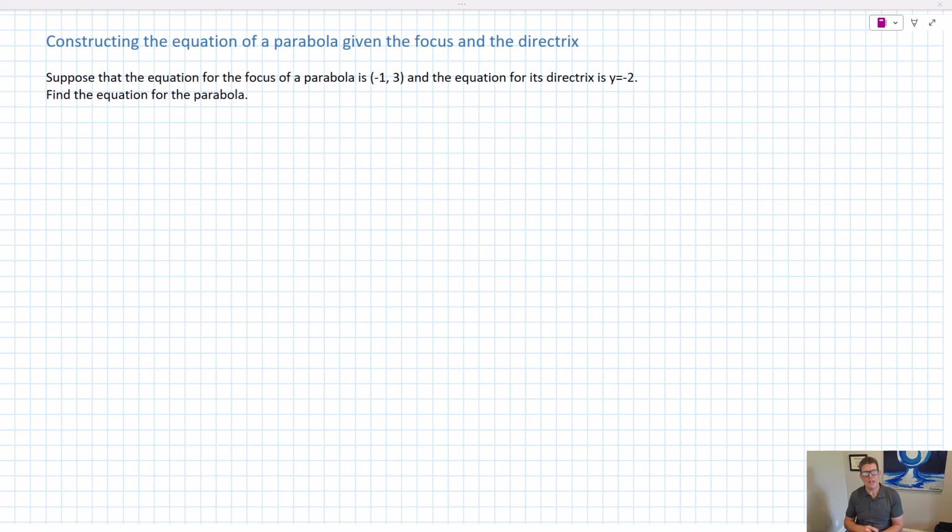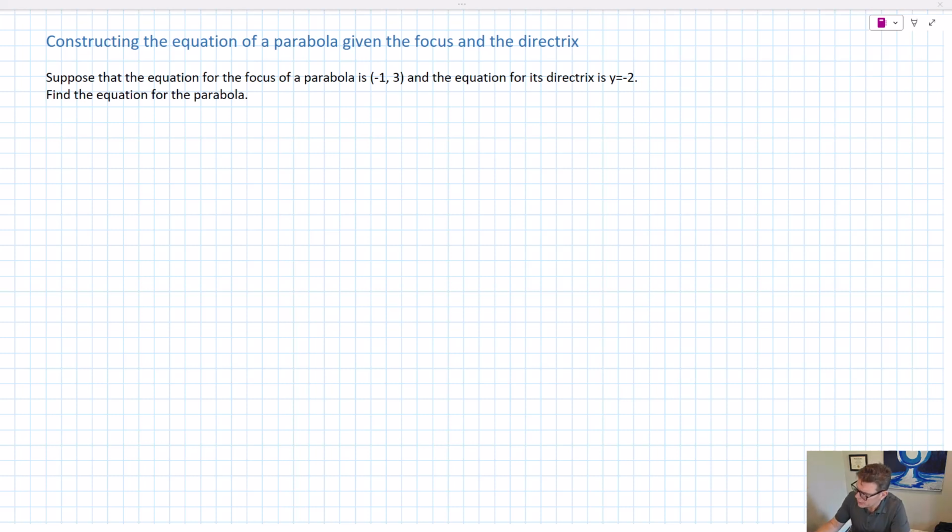Now let's construct the equation of a parabola given a focus and directrix. The process is actually quite simple now that we have some general equations for the parabola. We have some basic understanding of how they're graphed, and the relationship between the focus, the directrix, and the shape of the parabola and the vertex. So let's suppose that the focus of a parabola is (-1, 3), and its directrix is y equals negative 2. Let's find the equation for the parabola.